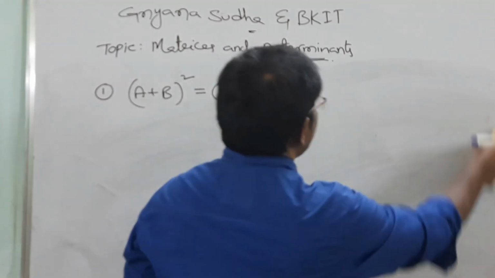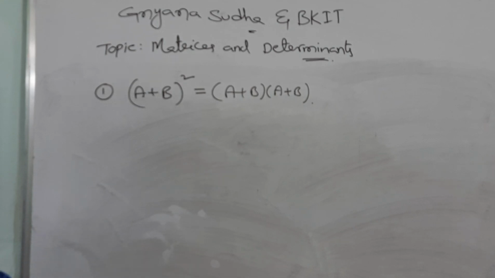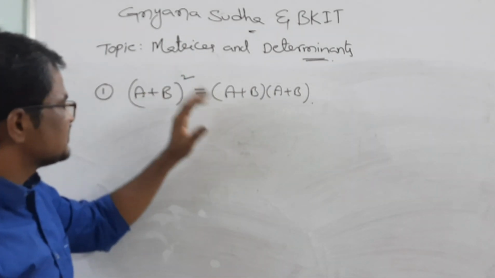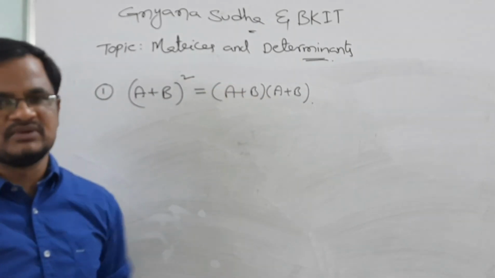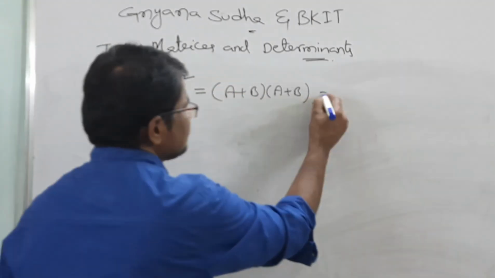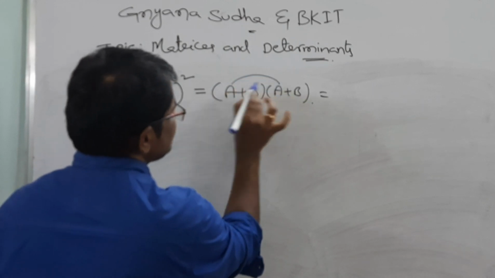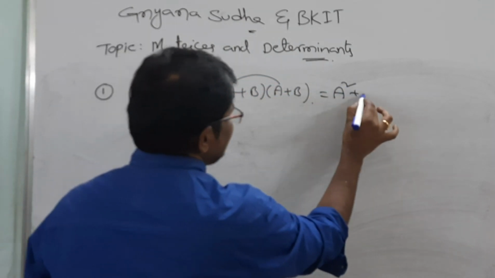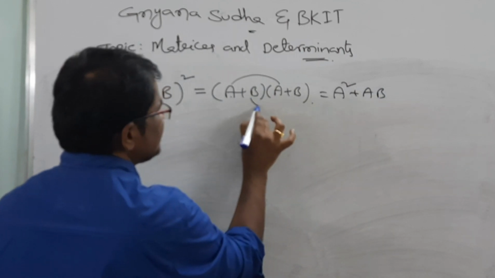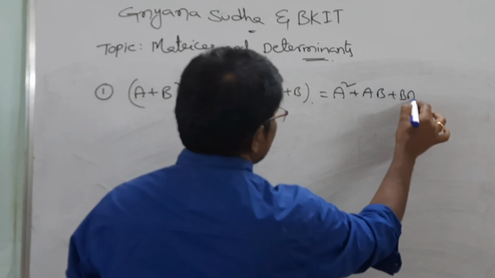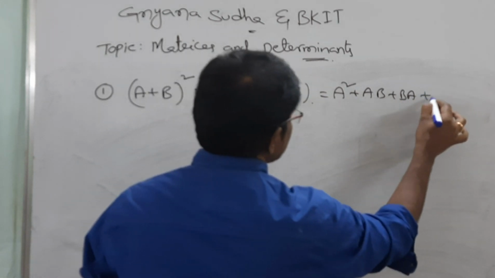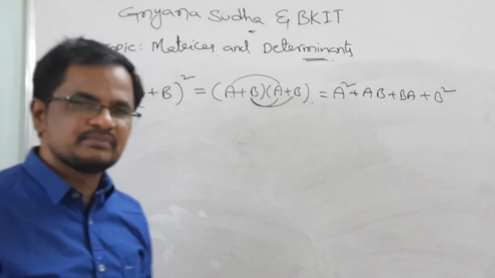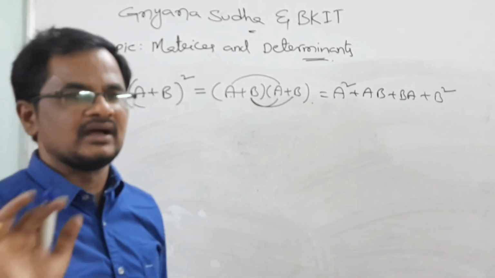Now if you want to multiply (A plus B) into (A plus B), you have to multiply these two: A into A is A square, A into B is AB, next B into A is BA, next B into B is B square. So this is our correct answer. But if you write A square plus 2AB plus B square, it is totally wrong.